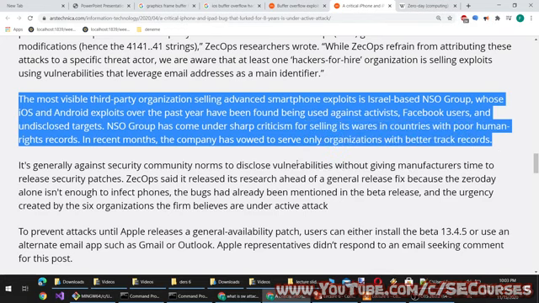The most visible third-party organization selling advanced smartphone exploits is Israel-based NSO Group, whose iOS and Android exploits over the past year have been found being used against activists, Facebook users, and undisclosed targets. NSO Group has come under sharp criticism for selling its wares in countries with poor human rights records. In recent months, the company has vowed to serve only organizations with better track records.